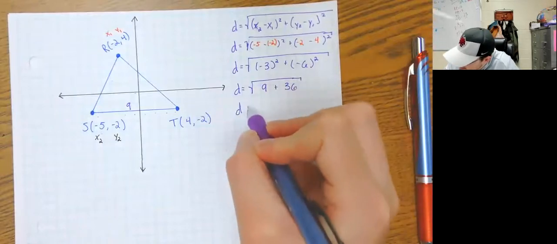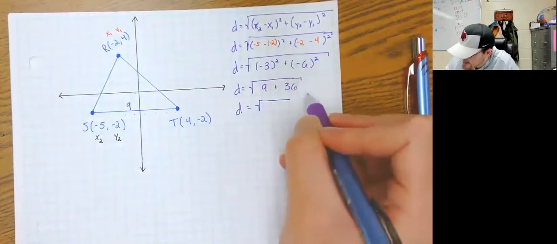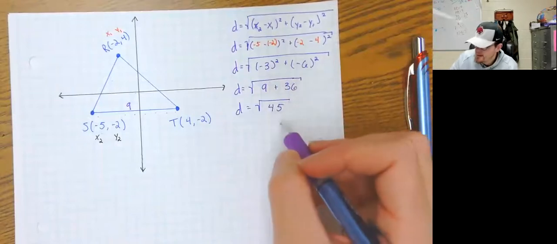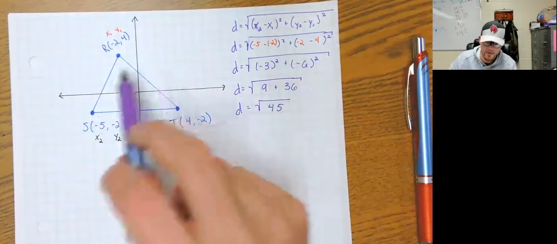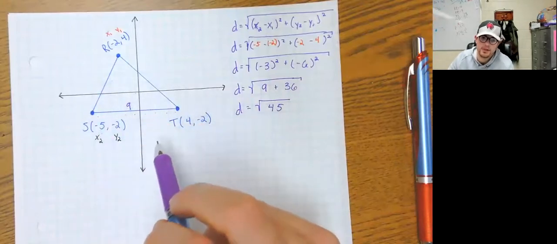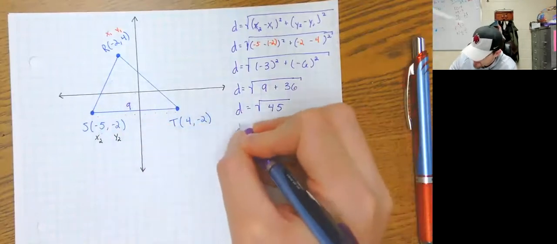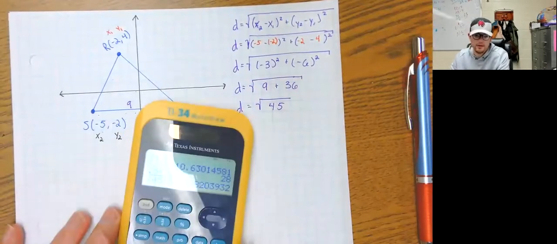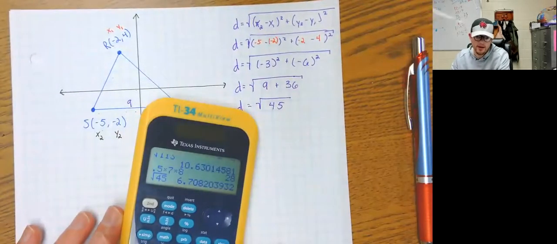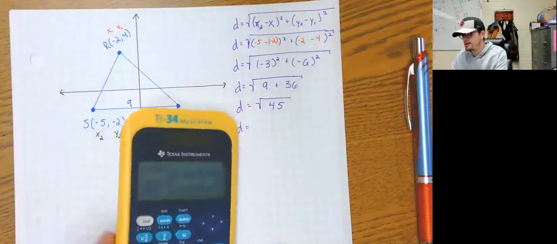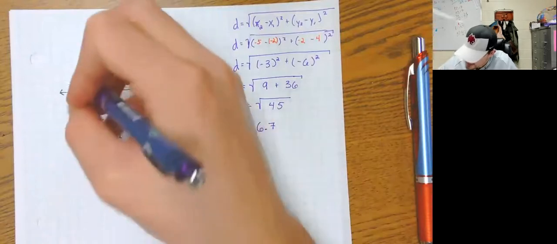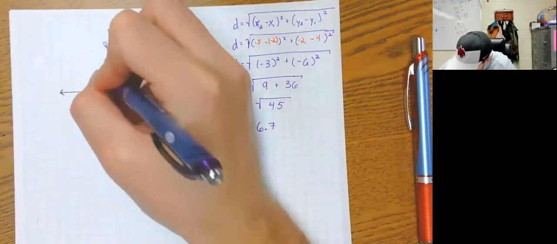And then d equals the square root. Add those together, right? We get 45. And then again, we're adding things together, so we're going to round this answer. Square root of 45 gives us 6.708, so we're just going to round that to 6.7. So over here is 6.7.